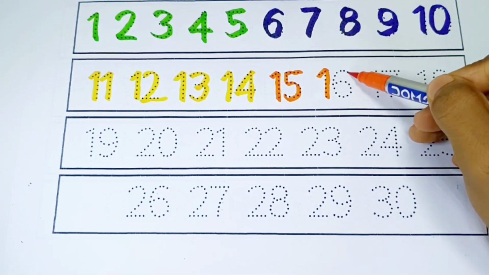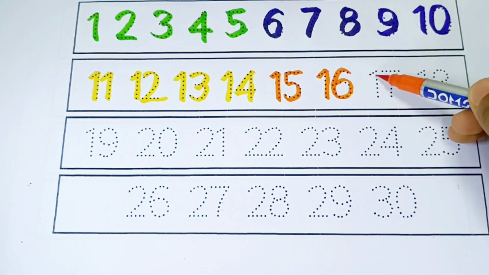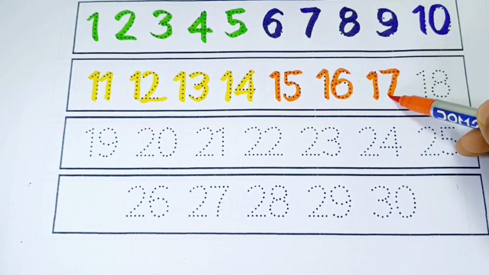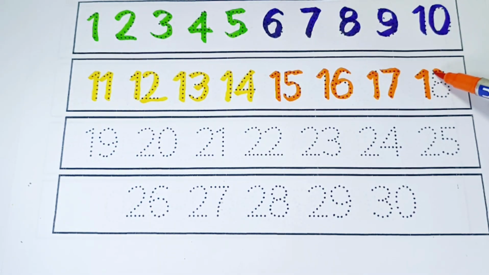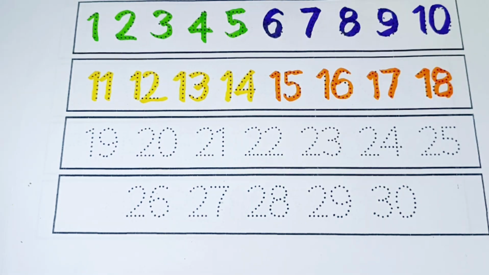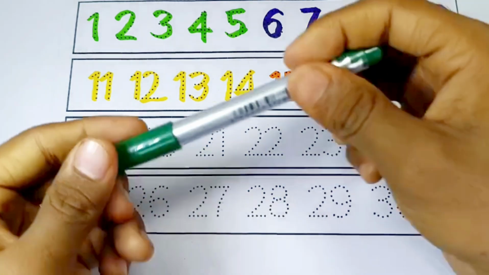15, 16, 17, 18. Kids, now you draw 19 and use dark green color.